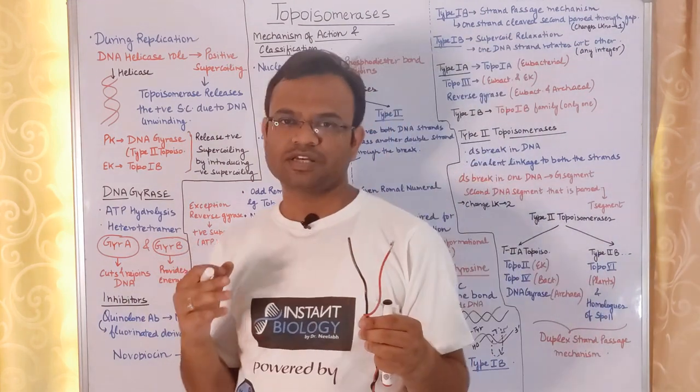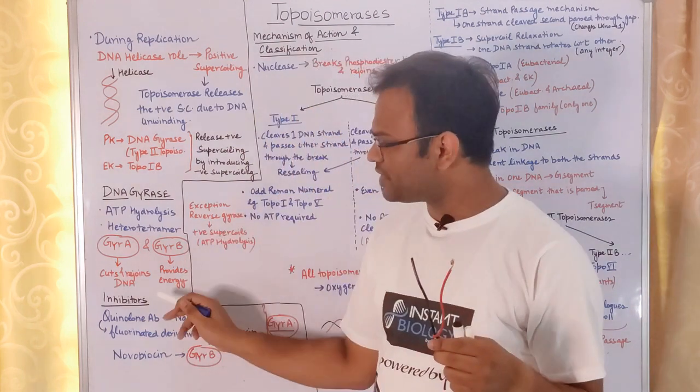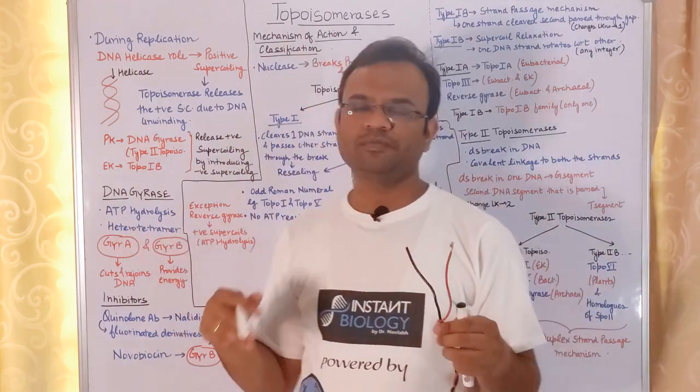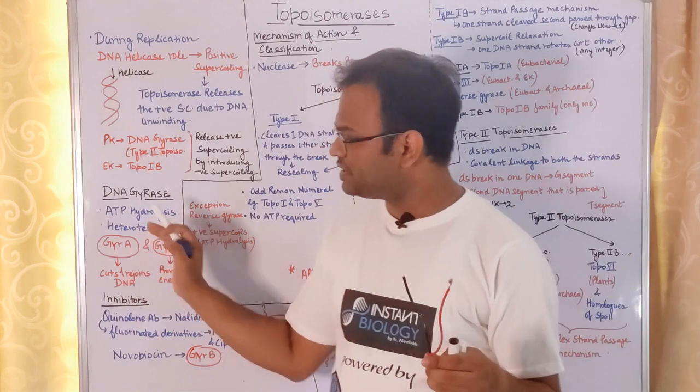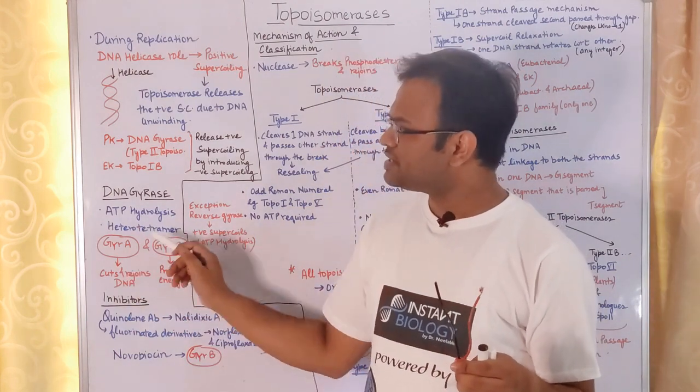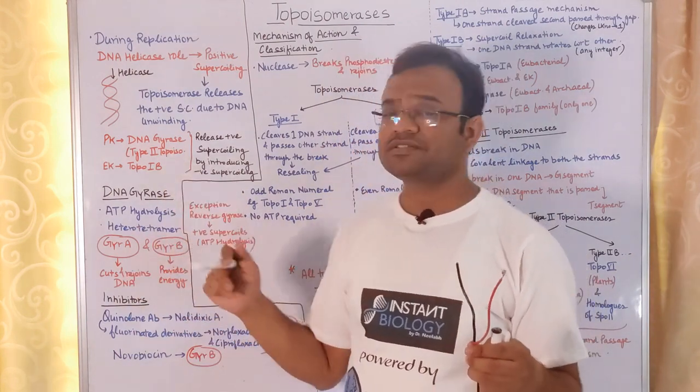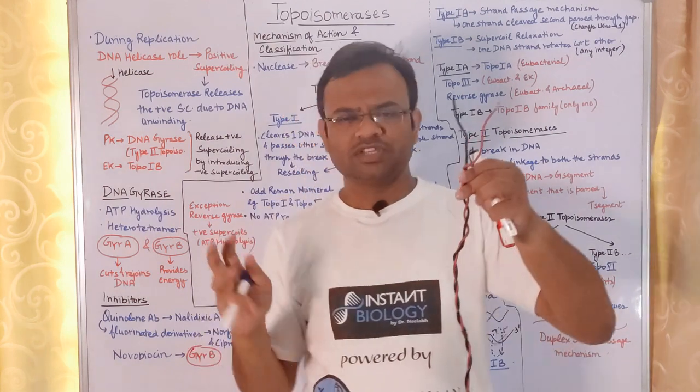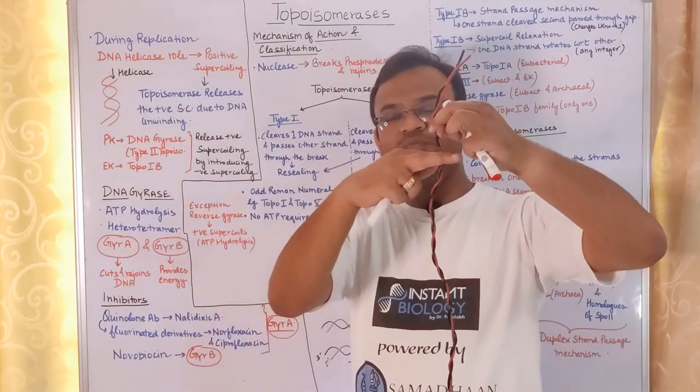Gyrase B subunit will be providing the energy for this. Why? Because I have already said that it will be utilizing ATP for this entire process. One more thing, as I have already said, DNA gyrase is a type 2 topoisomerase. Therefore, DNA gyrase will be cutting both the strands.